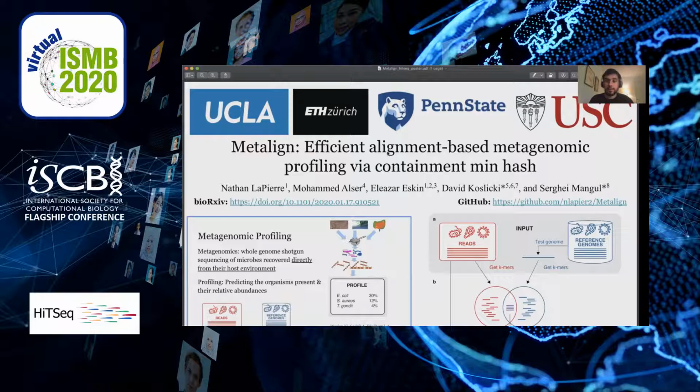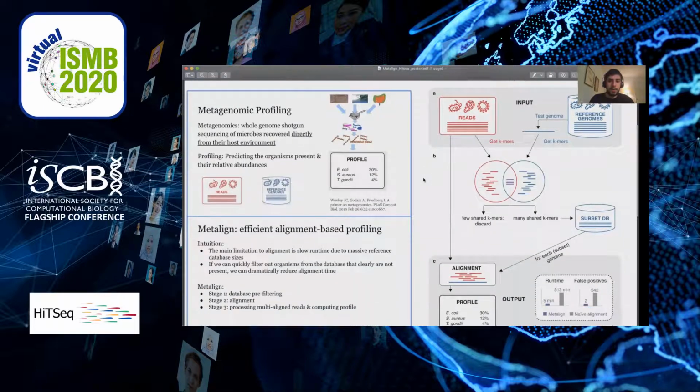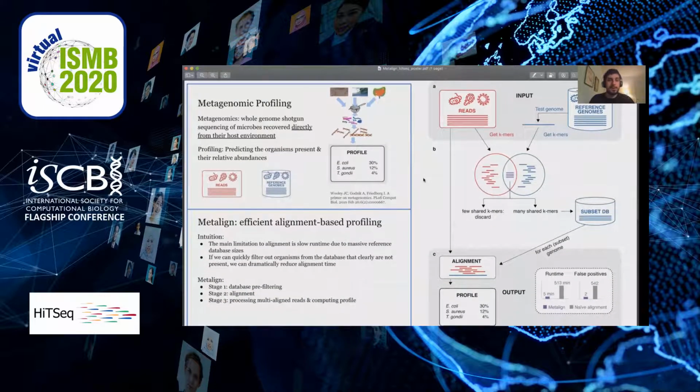Metalign for metagenomic profiling. There's a couple terms to define here. Metagenomics is whole genome shotgun sequencing of microbes recovered directly from their host environment, things like bacteria and viruses. And profiling is predicting the organisms present in the sample and their relative abundances. So you would output something like E. coli is 30% of the sample, S. aureus is 12% of the sample, etc. And this is usually done using a reference database.